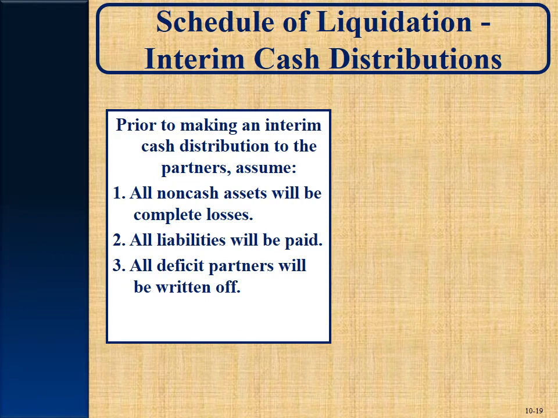Okay, now what happens if, prior to making an interim cash distribution to the partners, we assume all non-cash assets will be complete losses, all liabilities will be paid, and all deficit partners will be written off? This is what we call a schedule of liquidation.